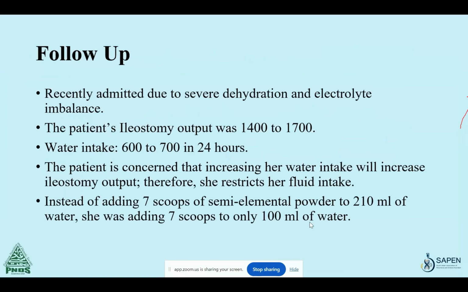So on the follow-up, she was admitted due to severe dehydration and electrolyte imbalance, and she was having again the higher ileostomy output. Water intake was reduced in 24 hours because she was concerned that increasing her water intake will increase the ileostomy output, and she restricts her fluid intake and gets dehydrated. As per the prescription, she wasn't able to add 7 scoops of semi-elemental powder to 210 ml, which is a standard dilution. She added 7 scoops to only 100 ml. So there was an inappropriate composition of formula.